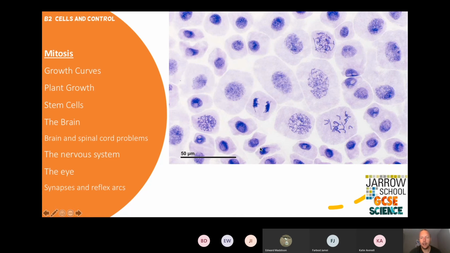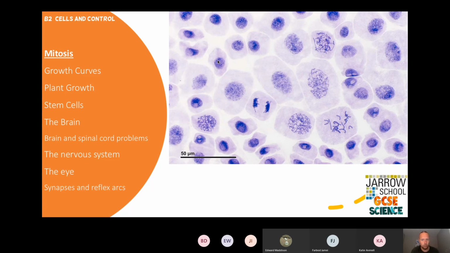You could also get a microscopic image, and it might say explain which of these stages are which. So I just want to show you the stages, what they look like. Right, so I did say interphase, you just see one nucleus.